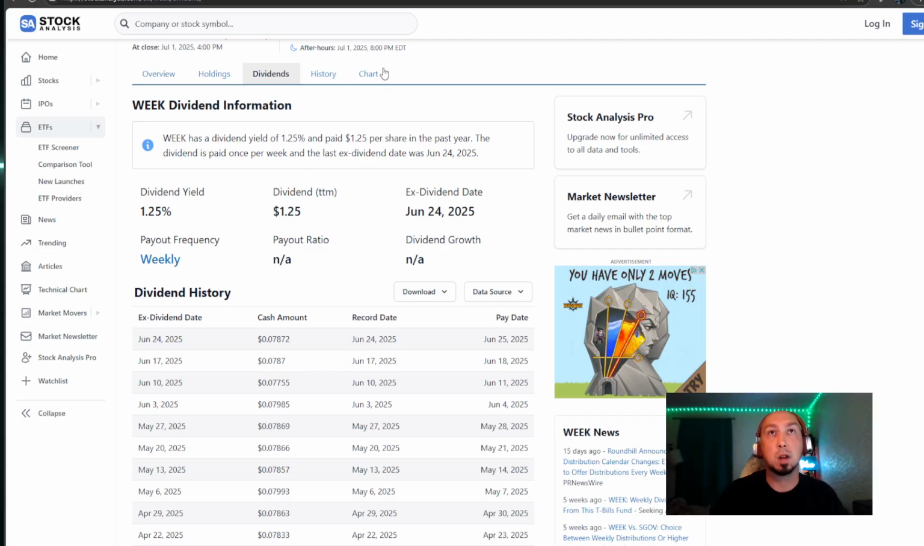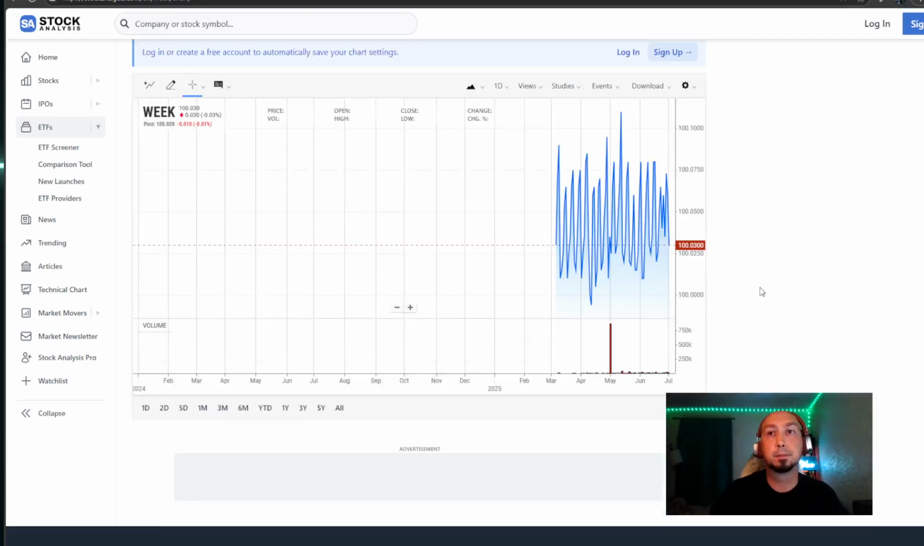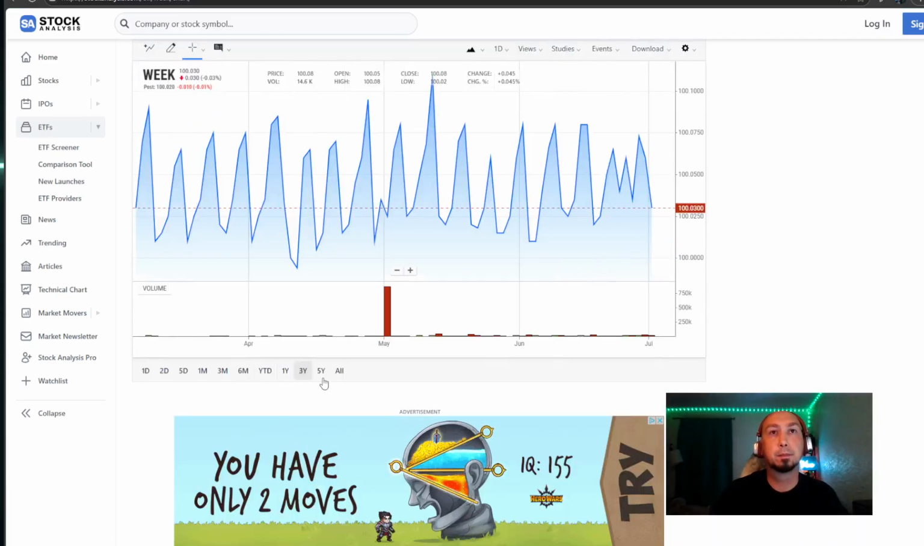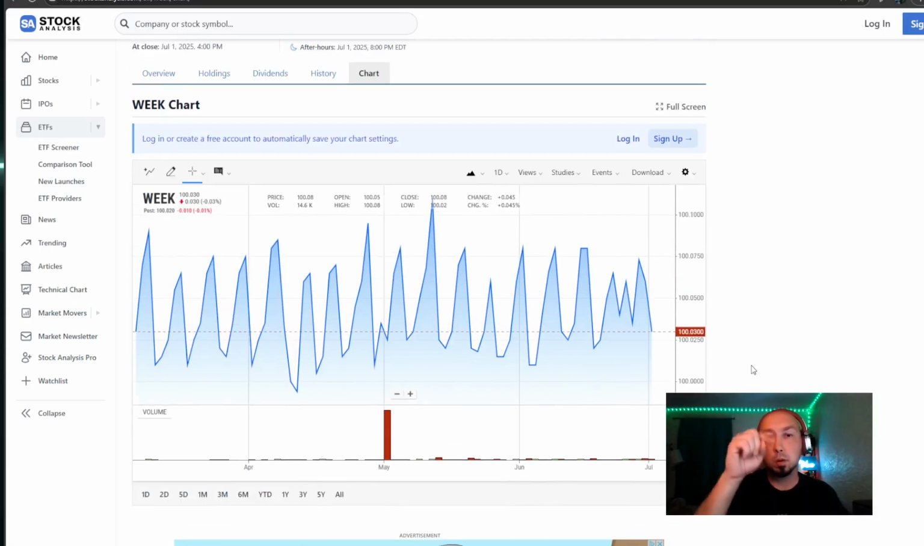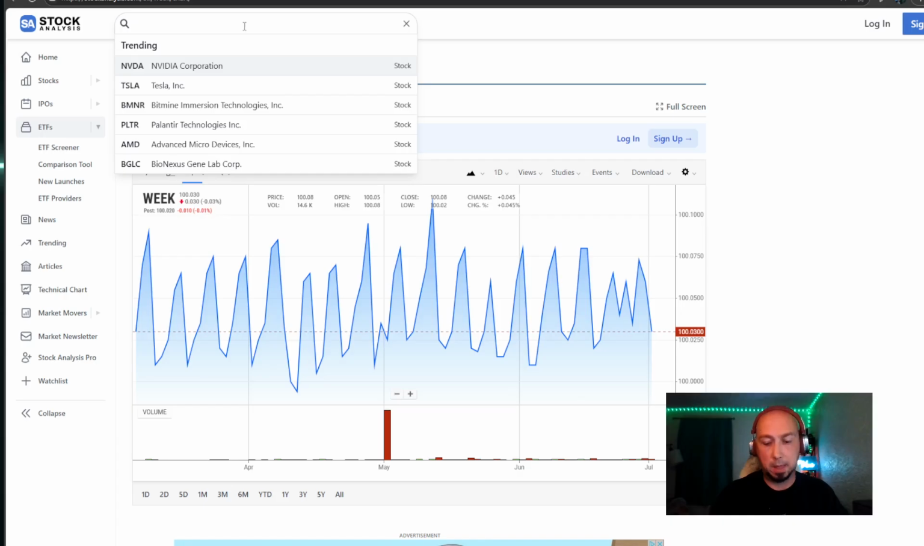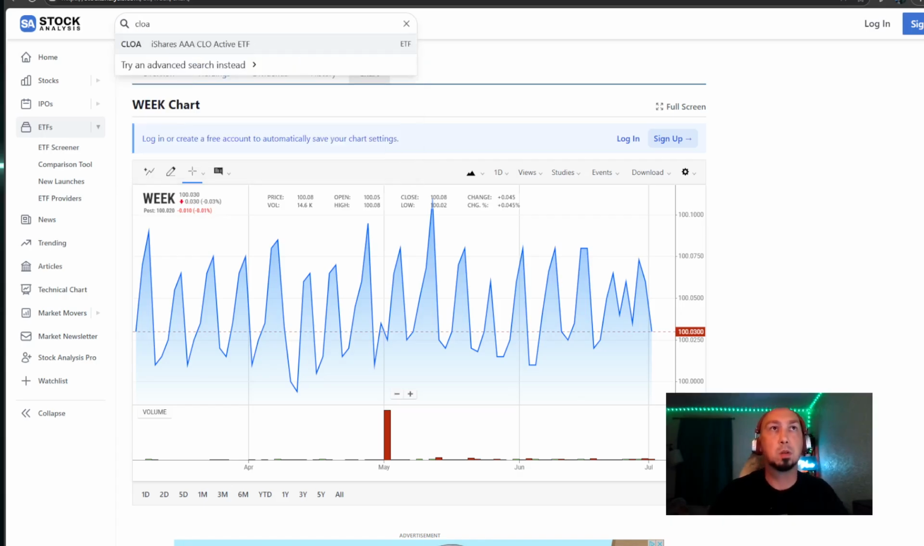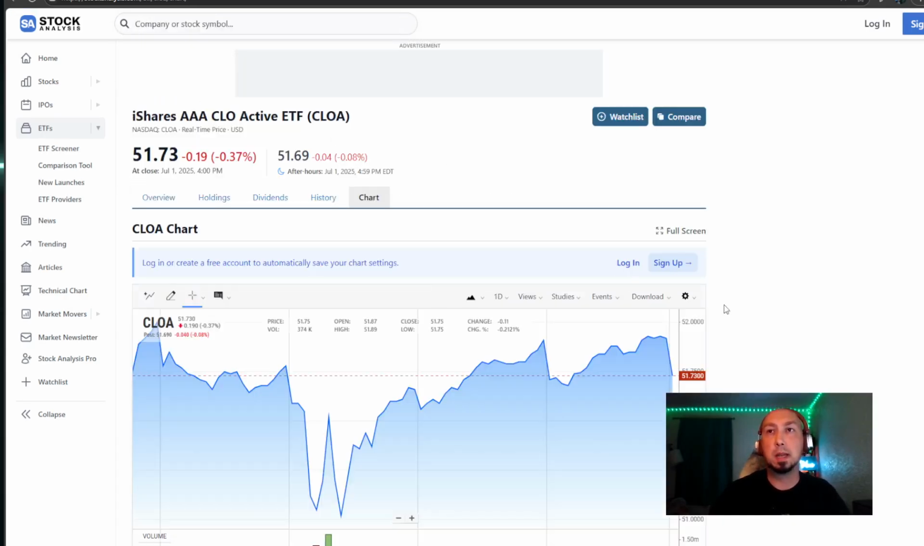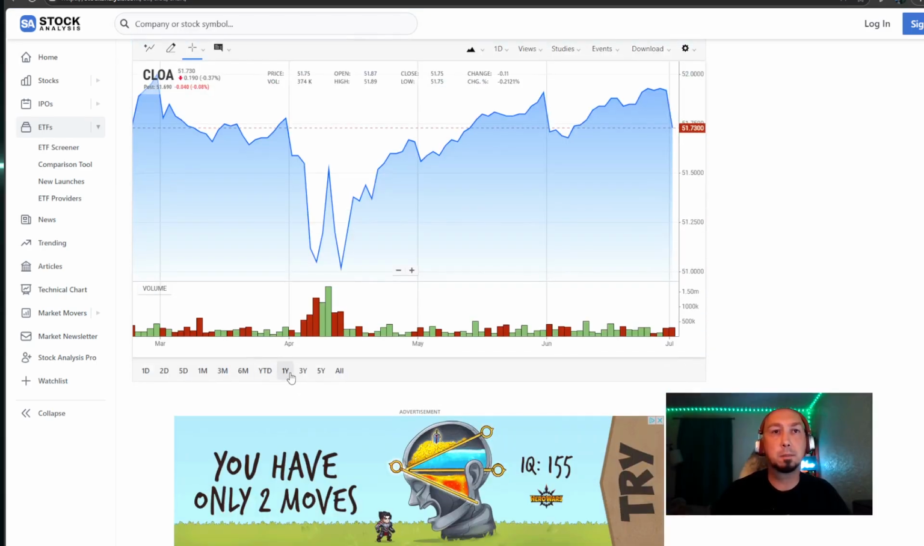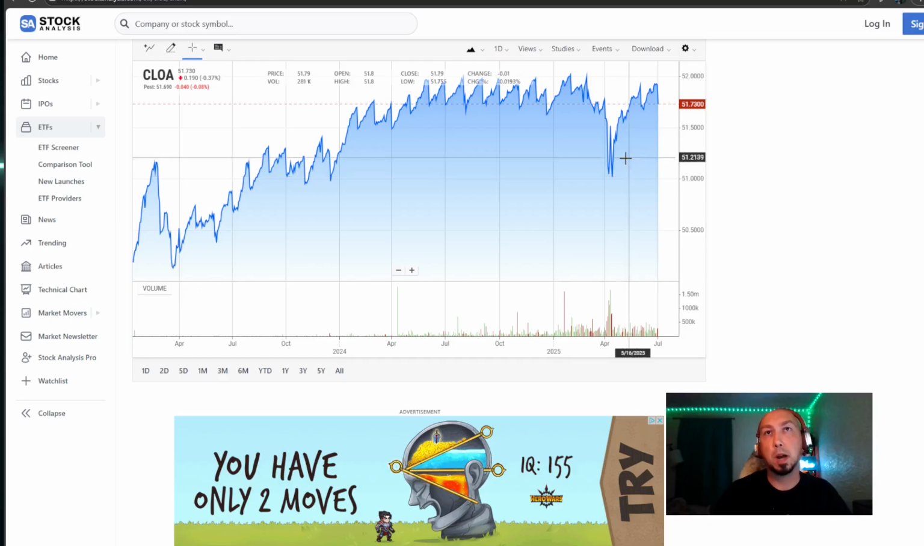And again, this chart is very stable. Just like T-bill. It's just the same. But there are funds out there. So lots of ones out there like this. CLOA is run by BlackRock. Same idea. It is also a higher paying ETF that's very stable, other than Liberation Day.